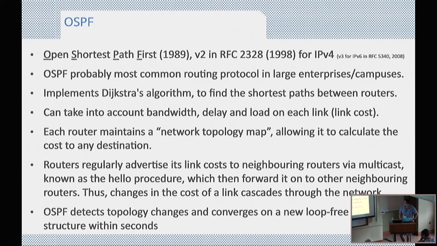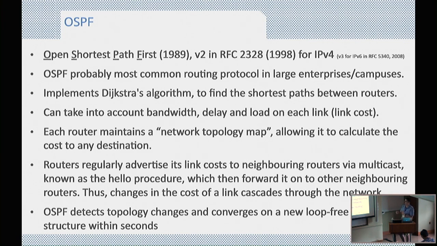Open shortest path first is a layer 3 routing protocol. This is the most common routing protocol in large enterprises. It implements Dijkstra's algorithm, hope I got that right, to find the shortest path between routers. So this is what you run so that the routers can figure out which path your packet should take. It takes into account things like bandwidth, the delay, and the load on each link, and then picks one of them sort of intelligently. Each router maintains a network topology map, which allows it to calculate the cost of sending a packet to any particular destination via different routes.